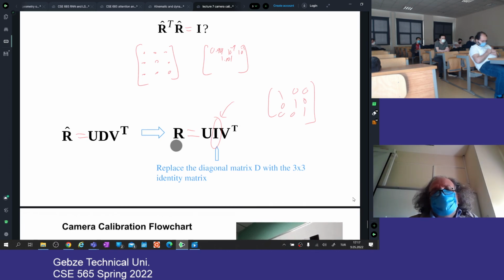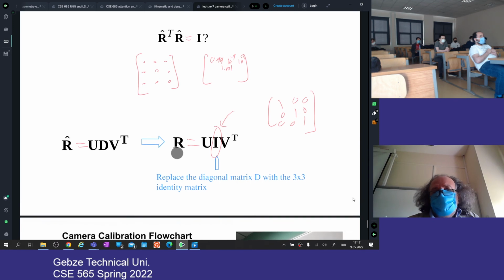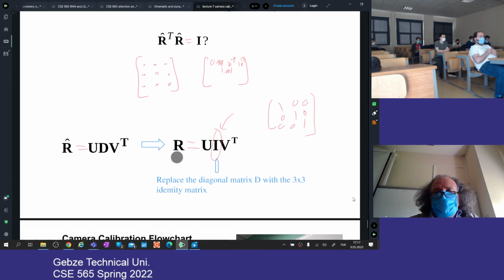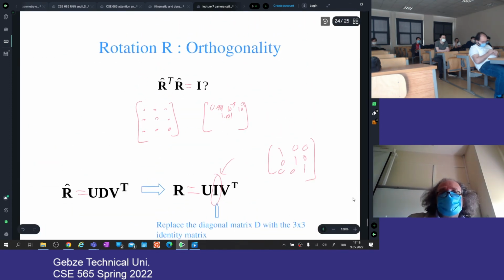I definitely know that this R is an orthogonal matrix now. It both conforms to the constraints of the linear system that we have solved, and by using the singular value decomposition, I also know that R is an orthogonal matrix. So that's basically it. This is how you do the camera calibration.